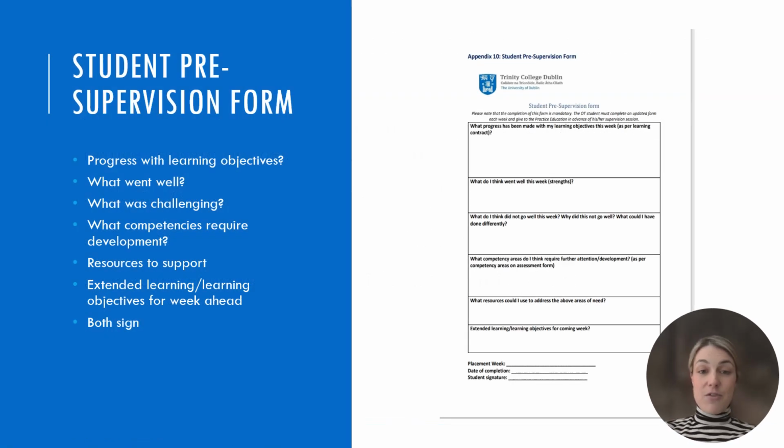The student pre-supervision form includes the following: progress with their learning objectives from the week, what went well across the week, what was challenging during the week, what competencies require further development based on their experiences this week, what specific resources are available to support the student in the development of the named competency, how does all of this impact on their learning contract, the creation of extended learning goals or learning objectives for the week ahead, and then signing off on the form completion.